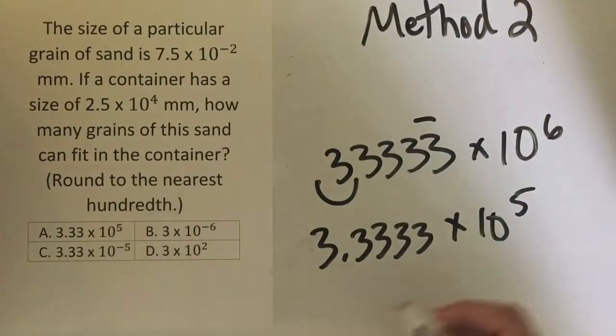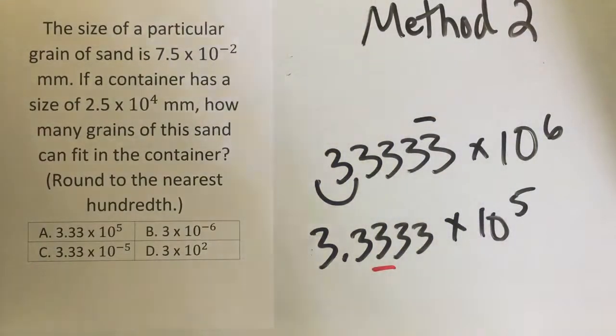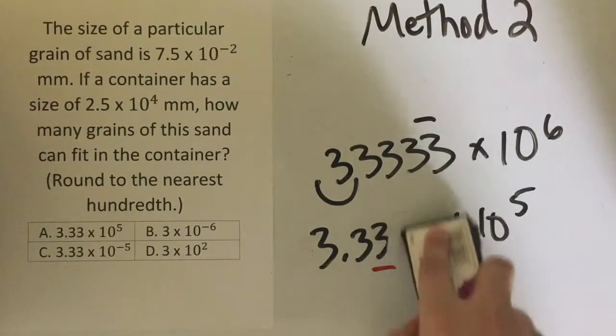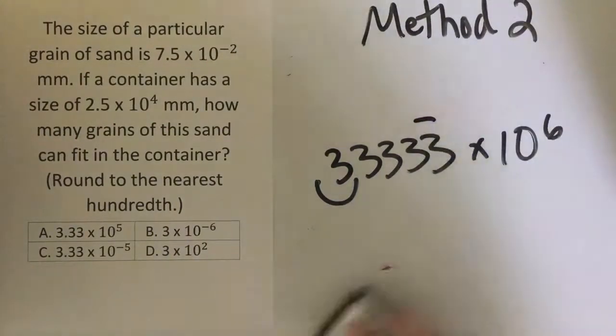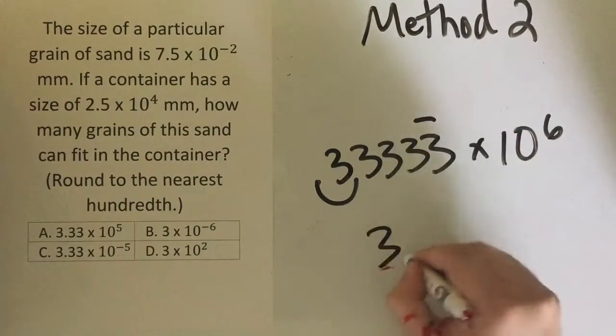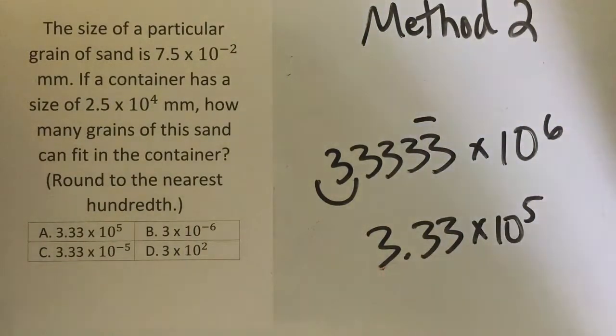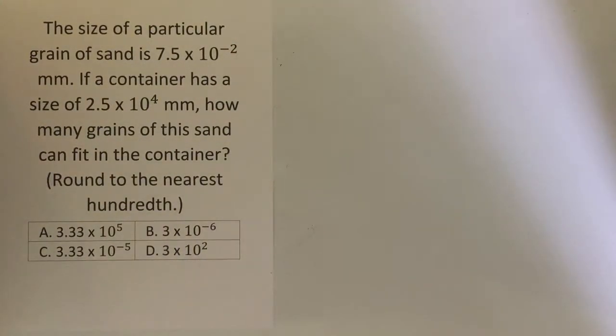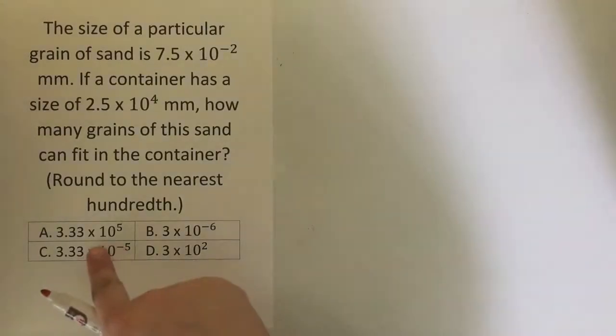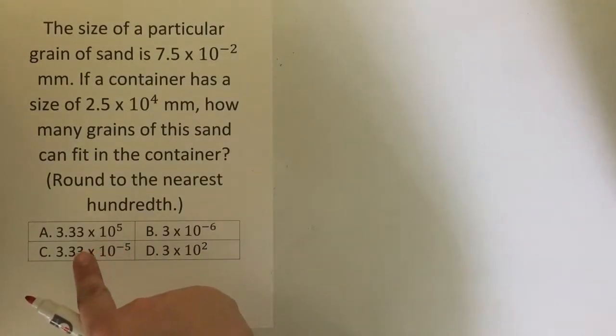Remember, round to the hundredths place, which is this. This 3 rounds it down. We end up with 3.33 times 10 to the 5th. Now looking at our answer choices. We know that A is correct because that's the answer we got with both of our methods.